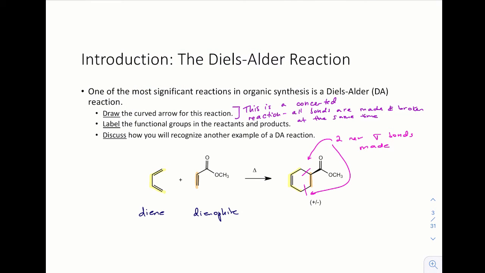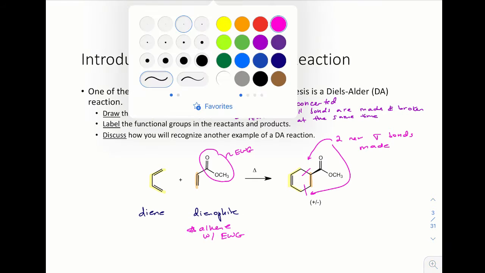Well, it's an alkene with an electron withdrawing group on it. This ester group represents an electron withdrawing group. Pi bond adjacent to a pi bond. You can push the electrons up into it, so it's a pi electron withdrawing group. And this whole species is called a dienophile. It likes dienes. It reacts with dienes. Let's draw the curved arrows for this transformation now.